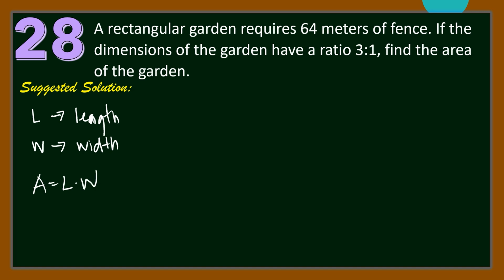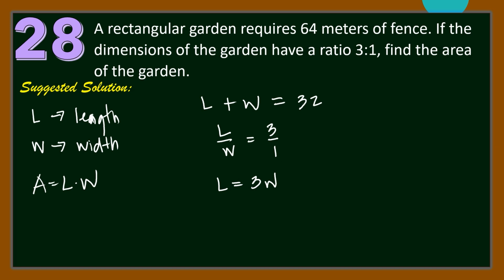Now, if the fencing material is 64 meters, this is also equal to the perimeter of the rectangular garden, which is 64. And if the perimeter is 64, then the sum of the length and width is half of 64. So we have L plus W is equal to 32. And since the length and the width have the ratio 3 to 1, therefore L is equal to 3 times W.